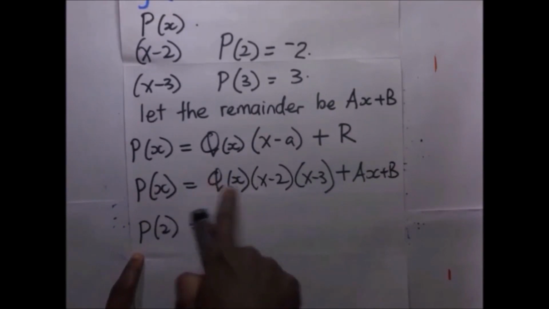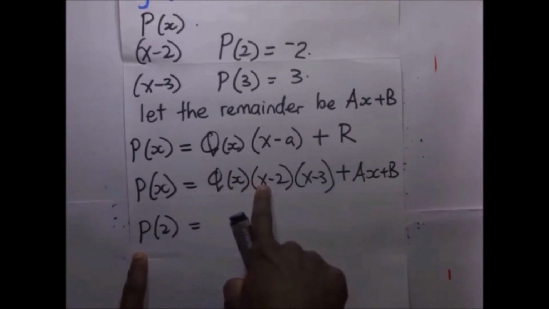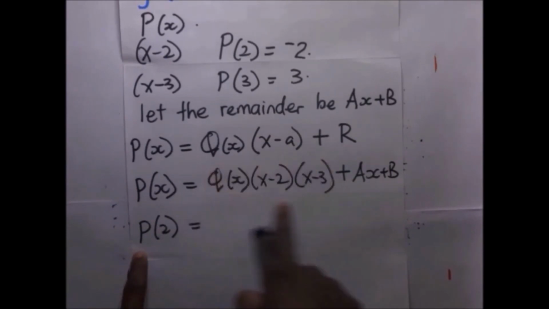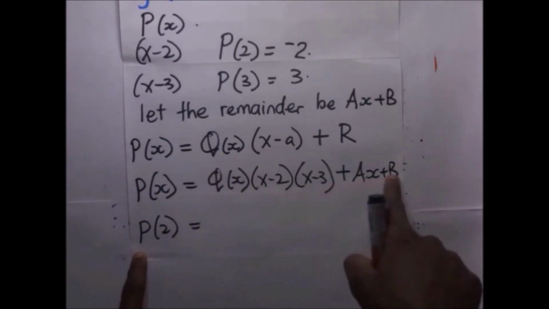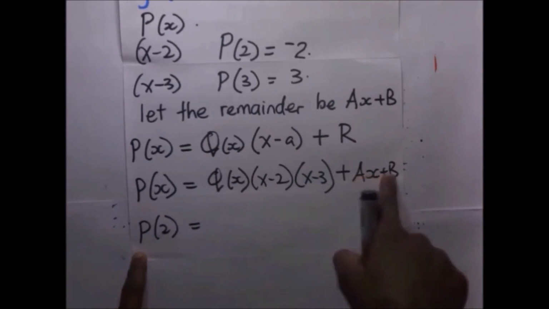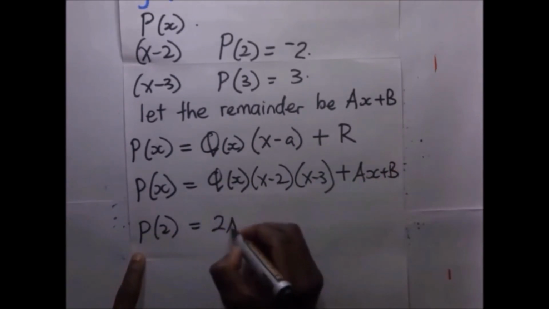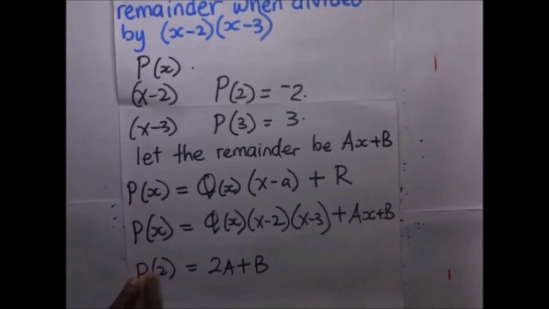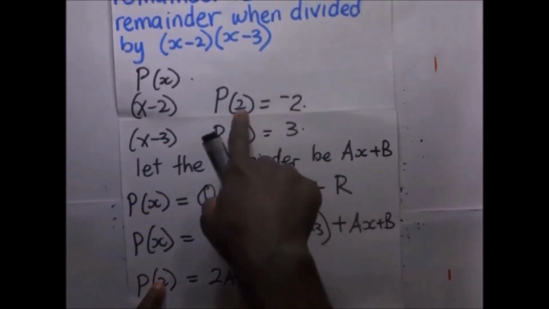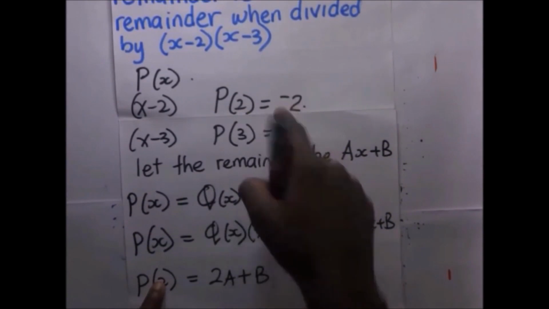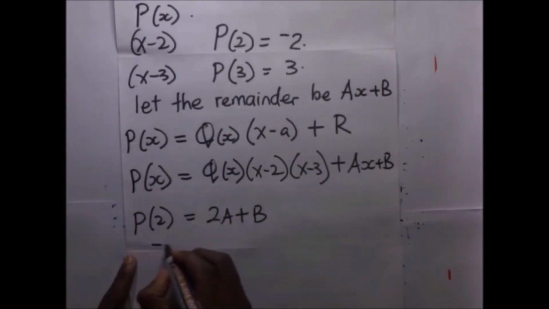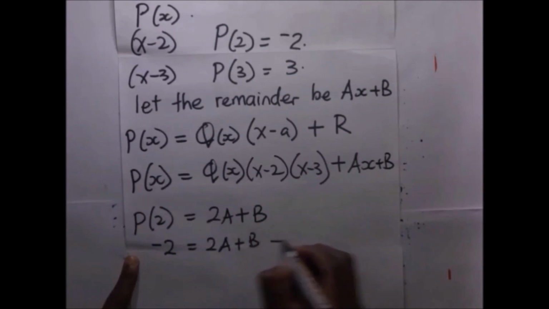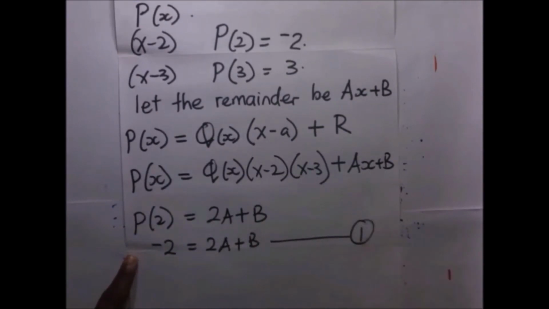that's going to be equal to, when we put 2 here, 2 minus 2 is going to be 0. So 0 times this whole thing, this whole term dies, and we remain with this. So it's going to become 2a plus b. But we know that for the polynomial where the value of x is 2, we get a remainder of -2. So -2 is going to equal 2a plus b. That gives us our first equation.